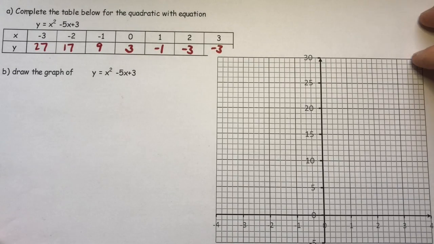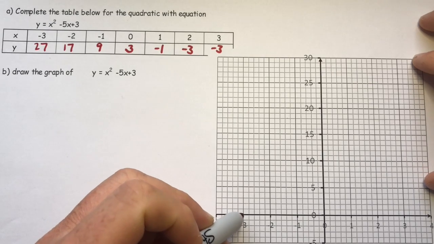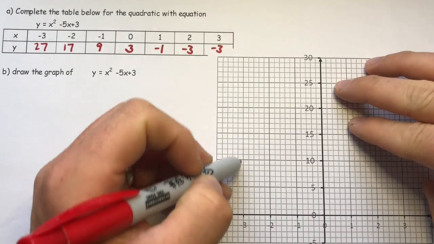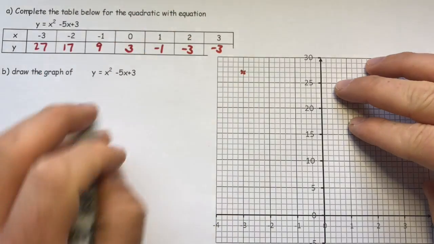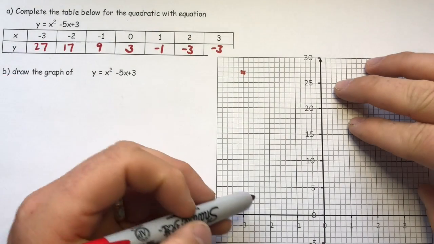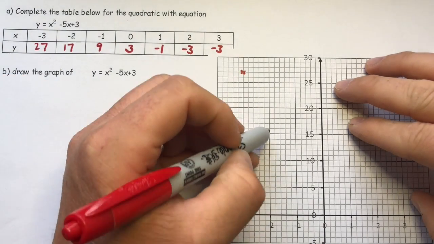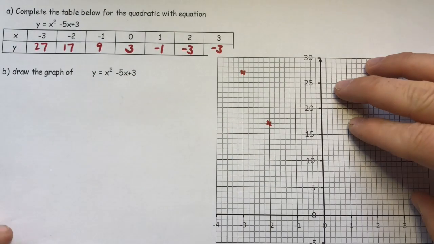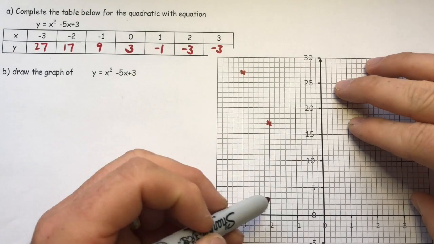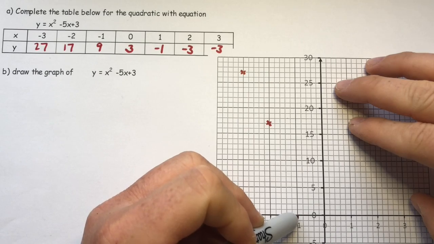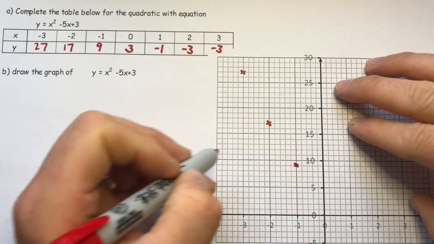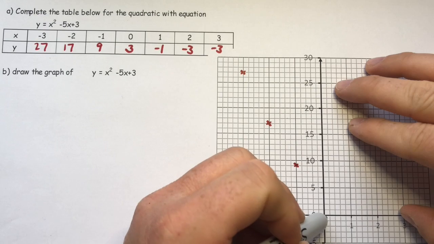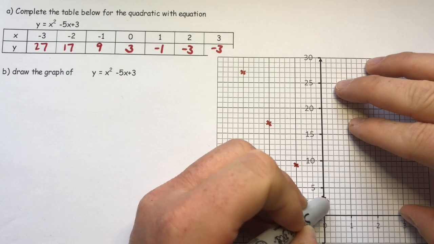So the graph paper is given. So at -3, we are up at 27. At -2, we are up at 17. At -1, we are up at 9. At nothing, we are up at 3.